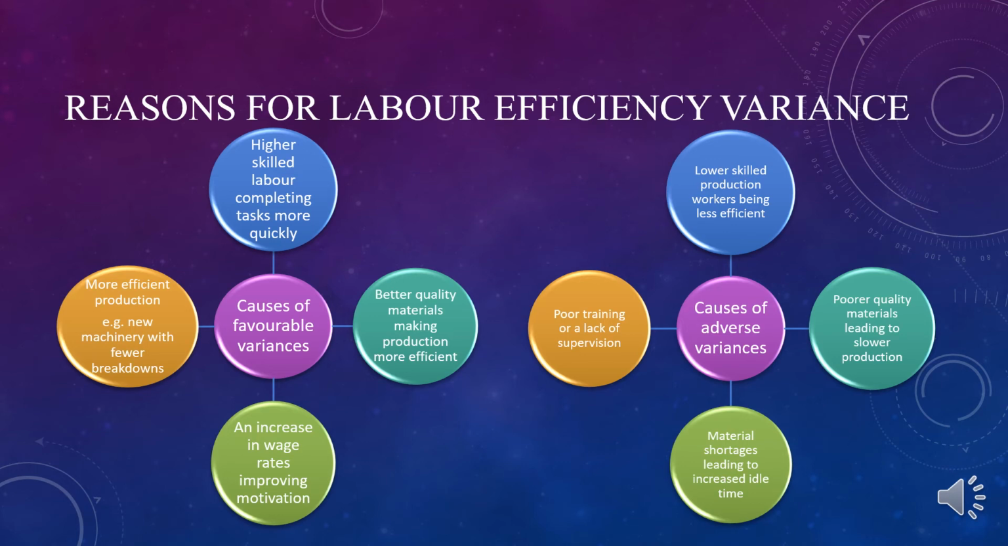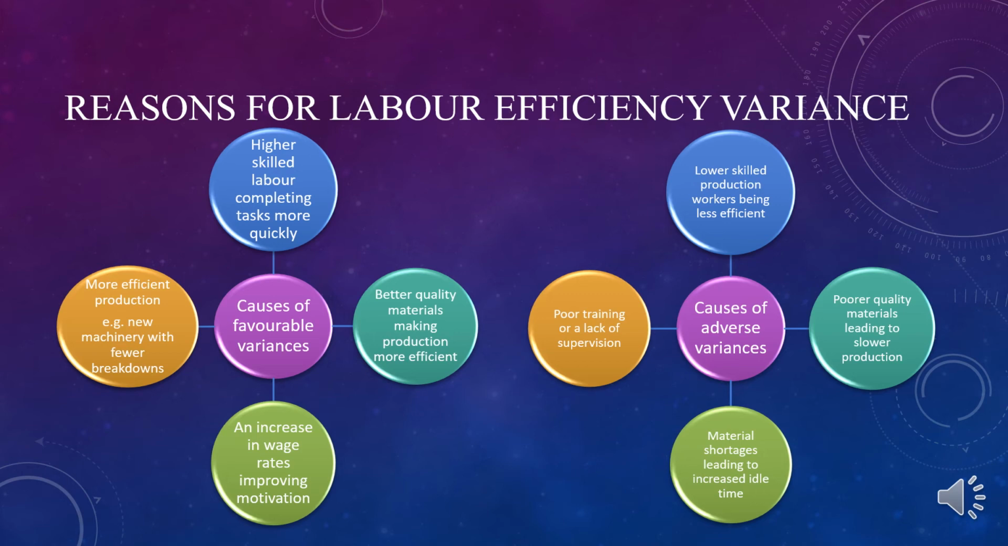Let's look at the possible causes for favorable variances. When the company has a higher skilled labor force, they will be completing tasks more quickly, which will consume fewer labor hours on the tasks. The company using better quality materials would enable the staff to make production more efficient, could be due to less wastage. If the company is increasing the wage rate, the laborers would be motivated to work more efficiently. If the company could purchase new machinery, this would minimize the breakdowns and improve the efficiency in production.